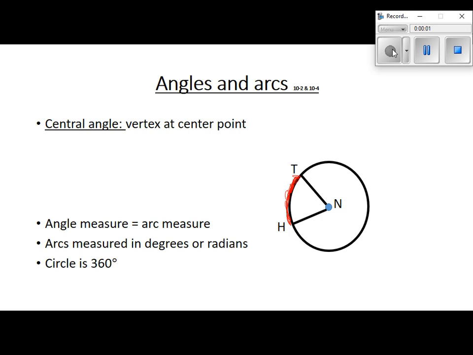What we're going to cover today: angles and arcs. Again, some of this is going to be going back over some stuff that we went over previously. Fill in what you need to fill in on this slide. Hopefully I won't go too fast on this.